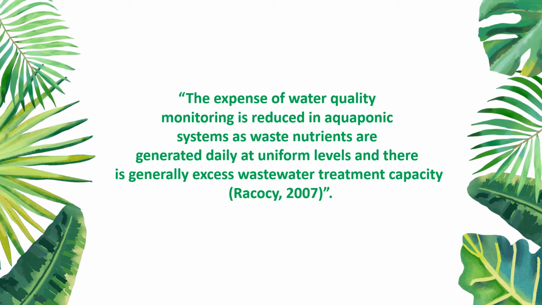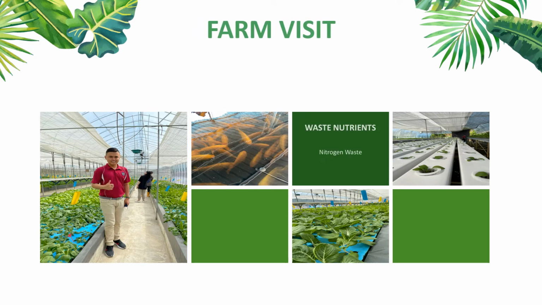So the thing that I looked into through my farm visit, to get more understanding of this aquaponic system, is that from the word we can see what is waste nutrient. So I will focus on nitrogen waste. And second, what is the balance, meaning how much is produced and how much is taken up. And what does he mean by the excess, meaning how much is excess and what happens to the excess.